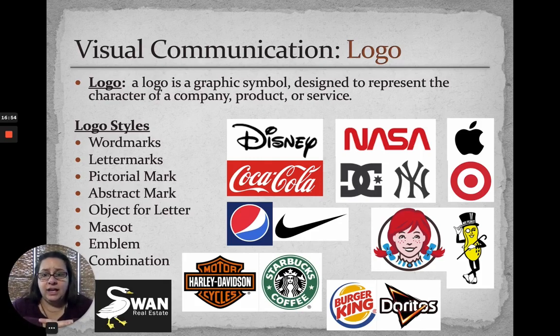All right, then we have the pictorial mark. Pictorial marks are things that look like an object. Here we have Apple and Target as my examples. They're very simplistic. Apple is an apple, a Target is a target. It's very literal.